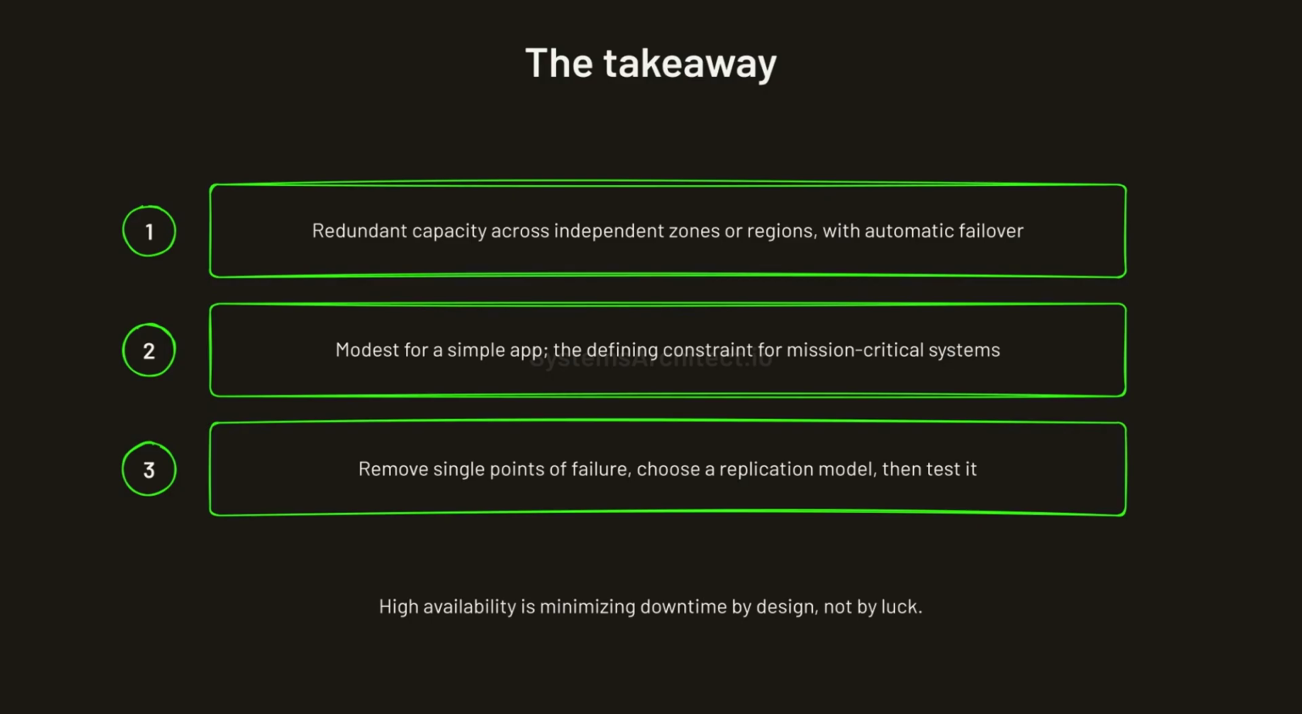It matters modestly for a simple application chasing 99.9%. It becomes the defining constraint for mission-critical systems. Build it by eliminating single points of failure, choosing your replication and failover model deliberately, and testing the failure before your users do.